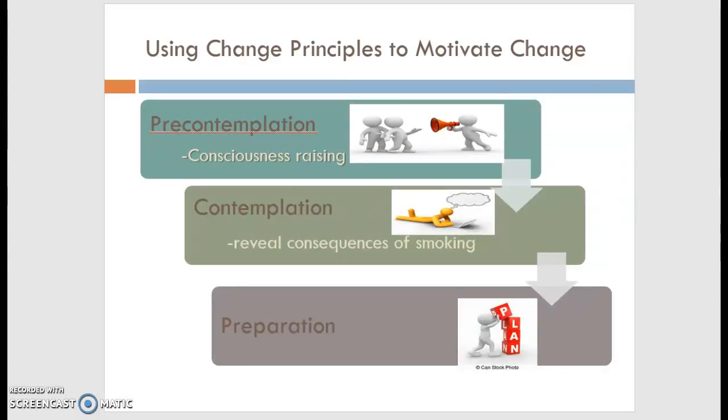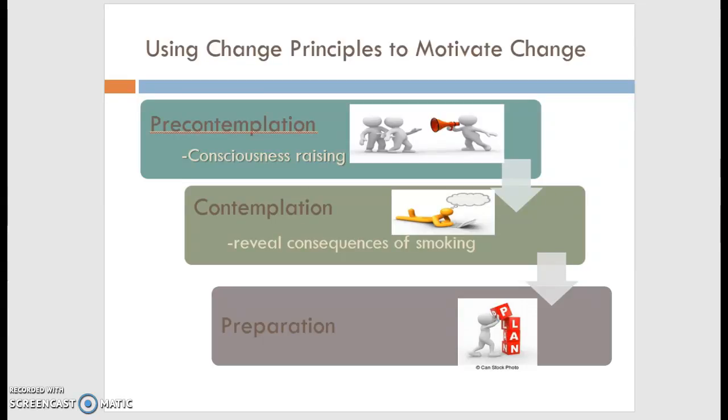In the pre-contemplation stage, in order to motivate change, you have to encourage consciousness. Providing the individual with the questionnaire listed in the previous slide can provide information about specific health practices and behavioral tendencies that can be targeted for change, particularly smoking.